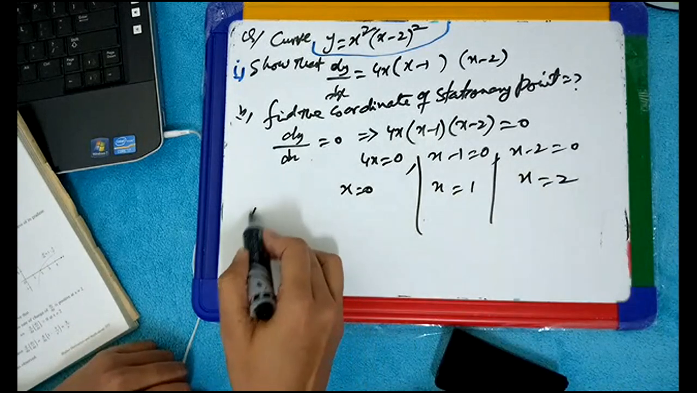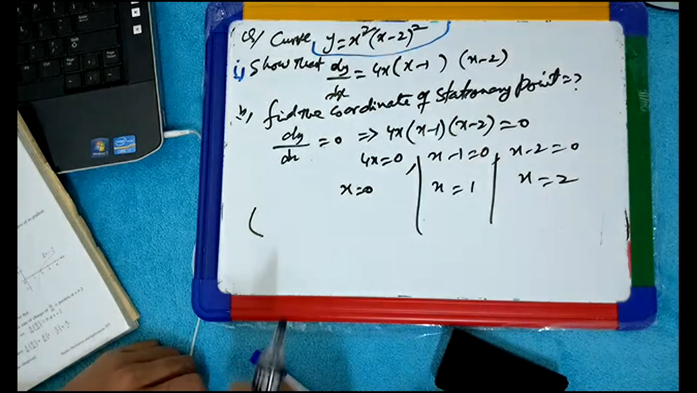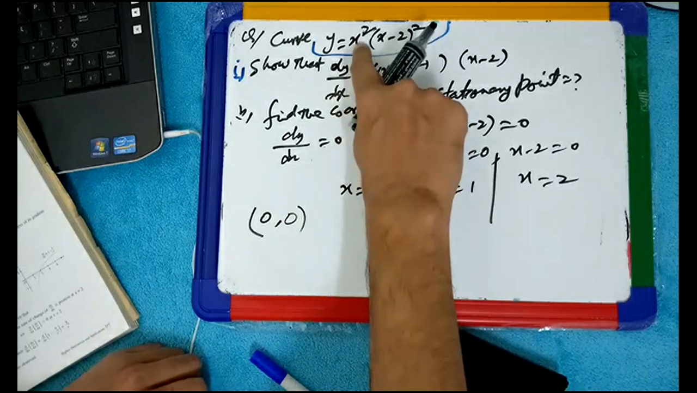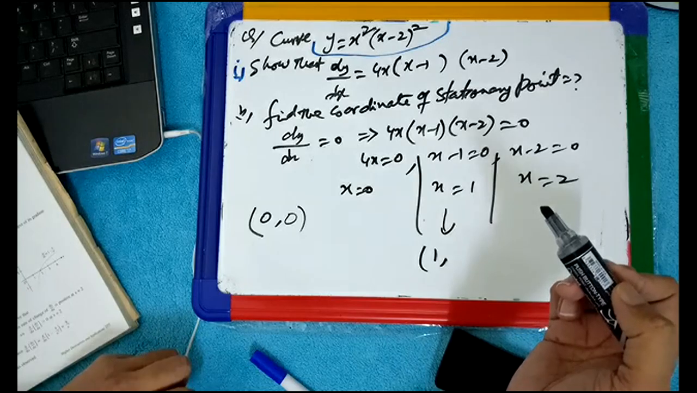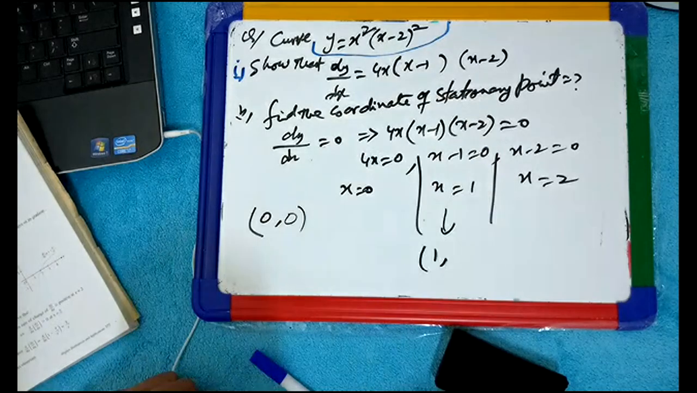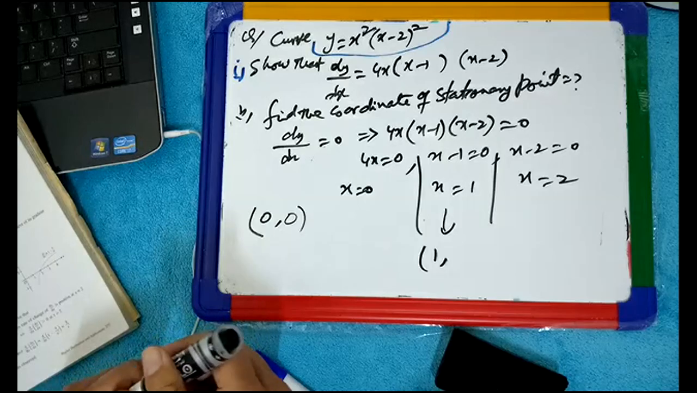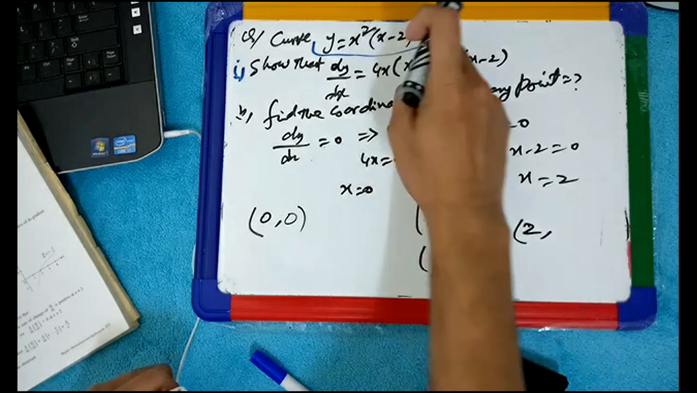So the first will be what? If you put x equal to 0 in the original equation, what will you get? It'll just get 0. The other also 0, right? Because 0 multiplied by anything becomes 0. Okay. Now, the second. If you put 1, what will you get? You'll get 1. Just 1. Okay, wait. 1 minus 1 squared. Yeah, of course. Minus 1 squared is 1. So the answer is 1. Okay. The next is if you put 2. 2 minus 2 is 0. So on 2 also 0.